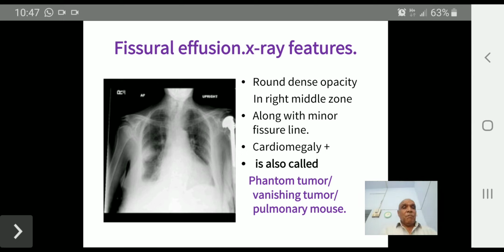If the X-ray shows also cardiomegaly, when there is cardiomegaly and the same picture at the fissure anatomy, we suspect fissure effusion. In this case, we should treat the patient with diuretics for at least 4 to 5 days, and the X-ray should be repeated after 1 week. It may disappear.